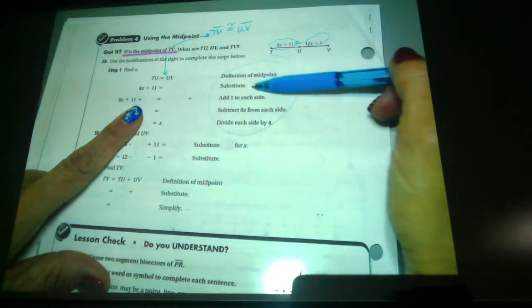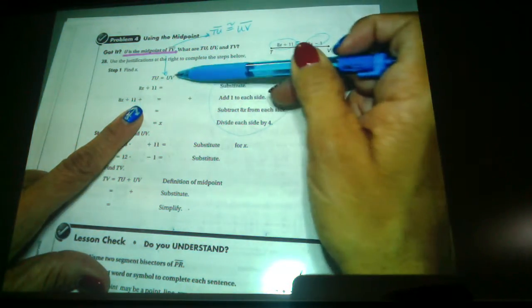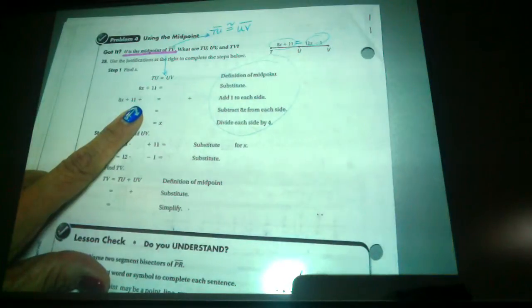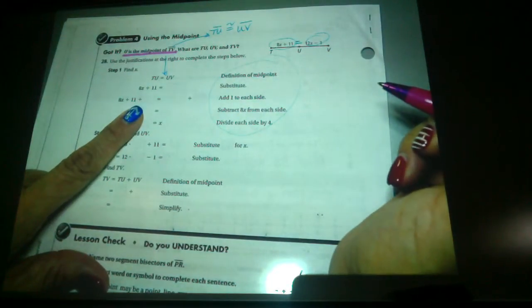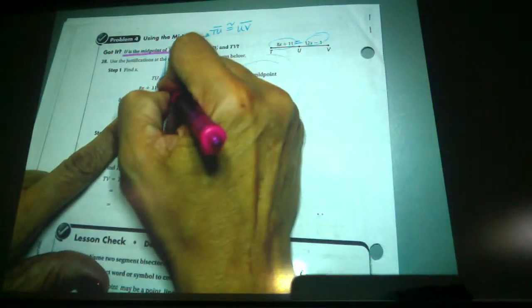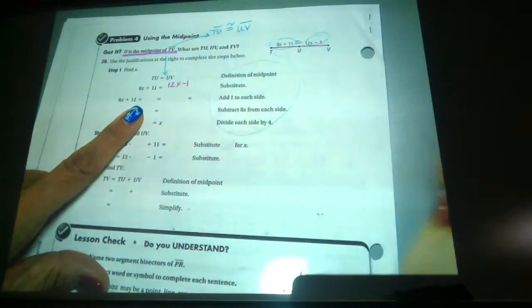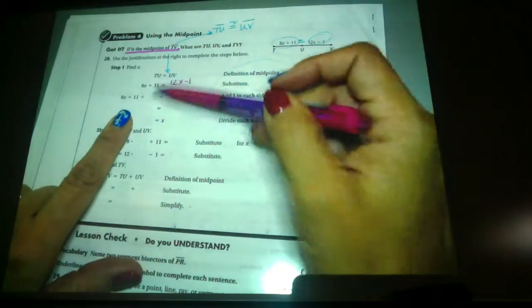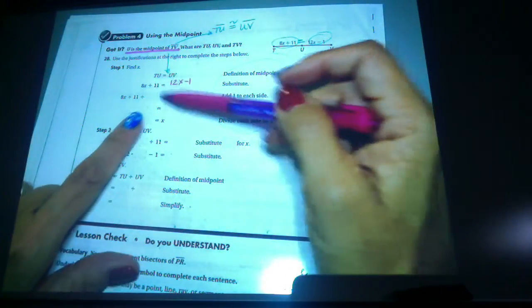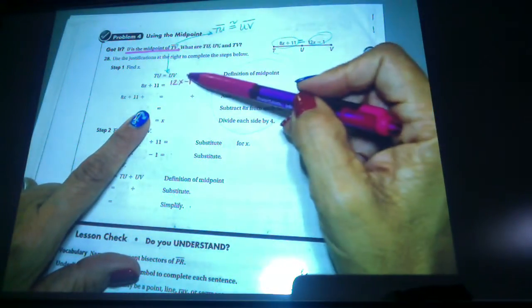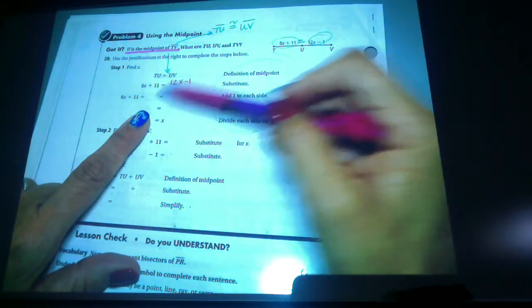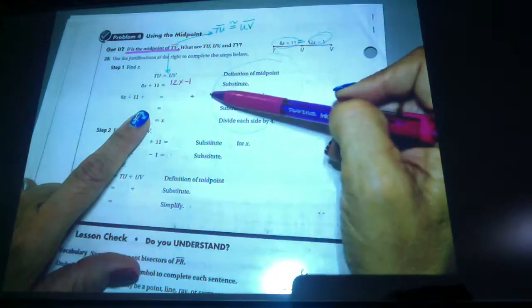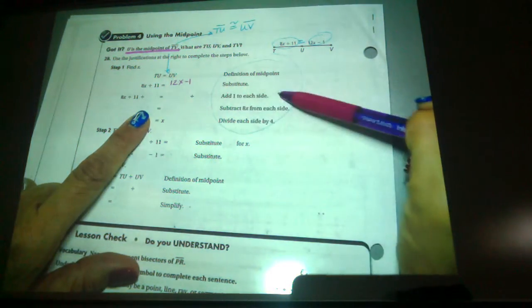Substitution. Notice that that's what they said here. So what do you do on this side? Because you've got a missing piece. What are we substituting? 12x minus 1. Then from here to here, this has not changed, 8x plus 11 plus something here. So we're adding something here. We've got something plus something here, and they're saying add 1 to each side.